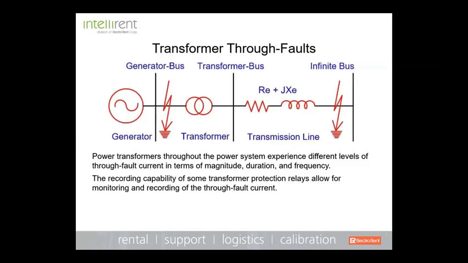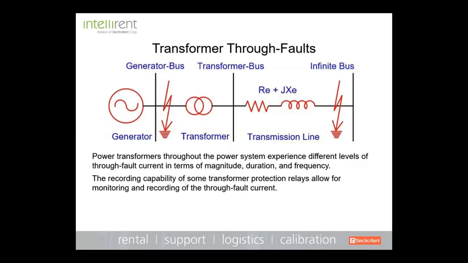Okay. Now, transformers throughout the power system experience through faults in terms of magnitude, duration, and frequency. And the recording capability of those transformer protective relays actually allows for monitoring and recording of through fault current, as do a lot of new modern transformer monitoring systems, which will monitor through faults and record them for you.